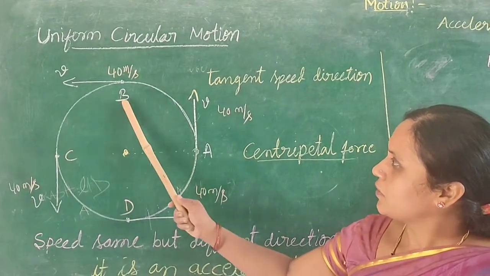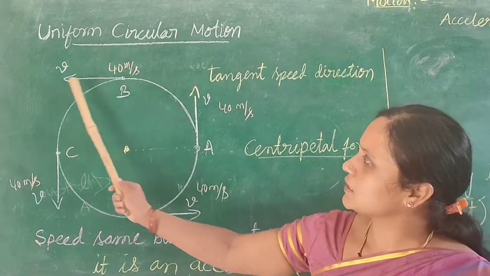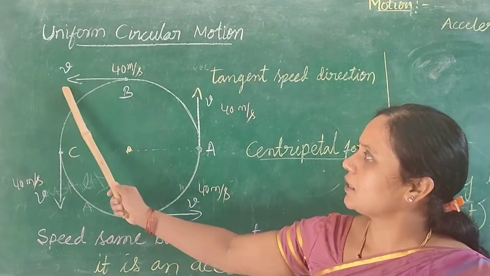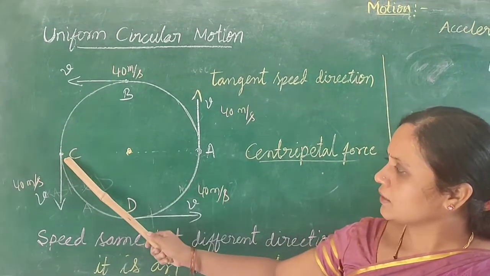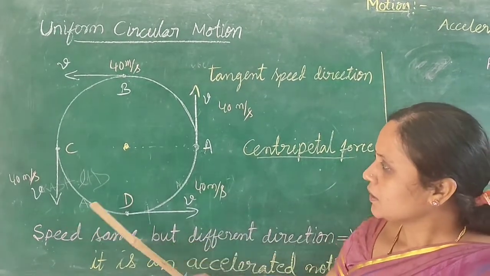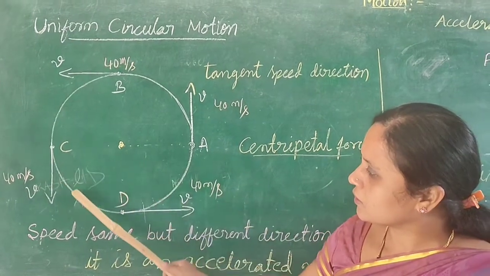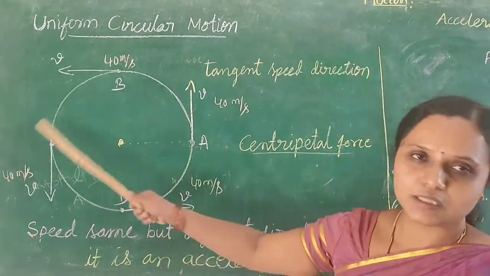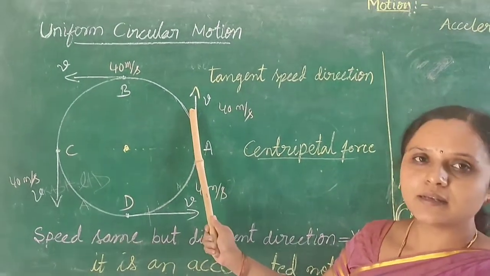Coming to point B, the same body moves in this direction. So this is also a tangential direction. Coming to point C, here also the body moves in this direction. So in a circular path, at every point on the circular path, the direction changes. That is the tangential direction.